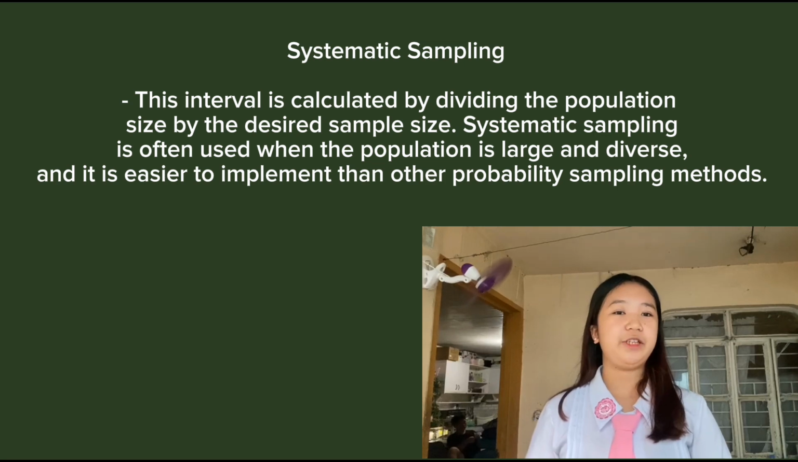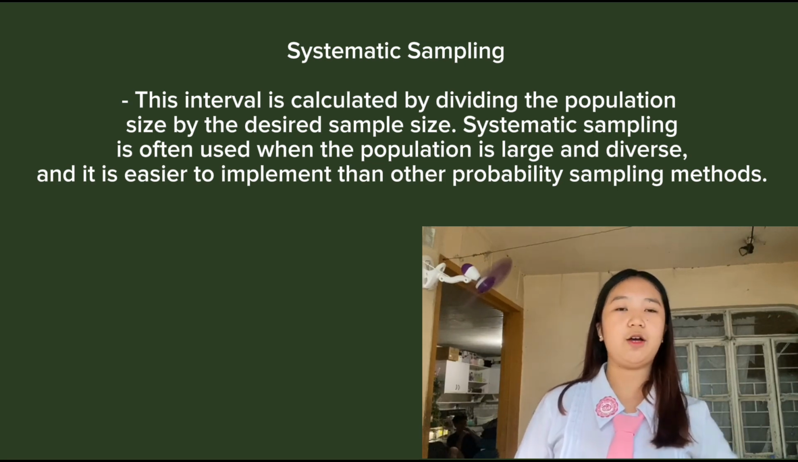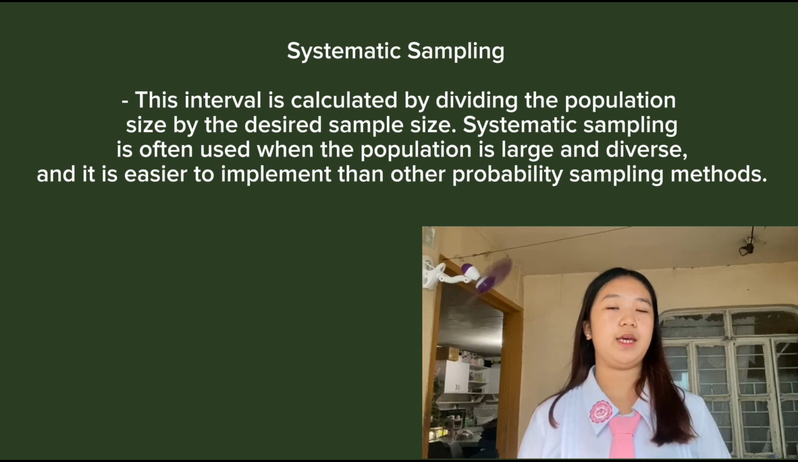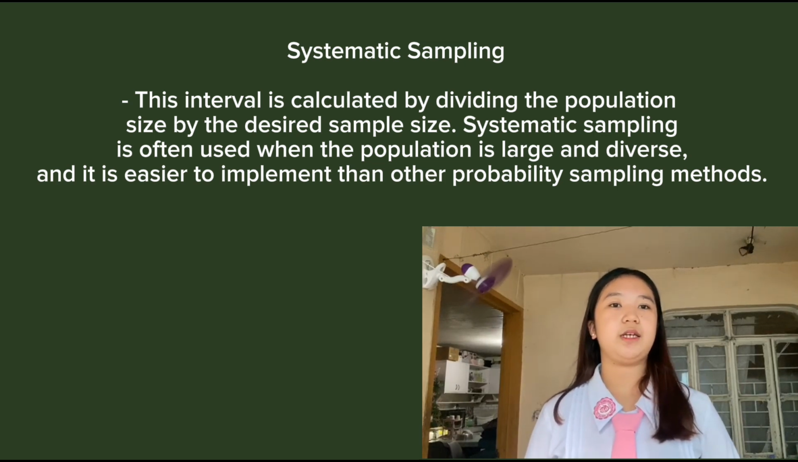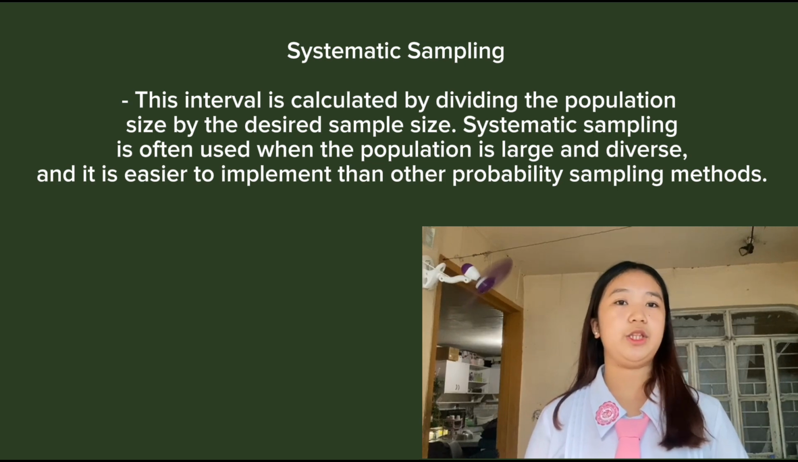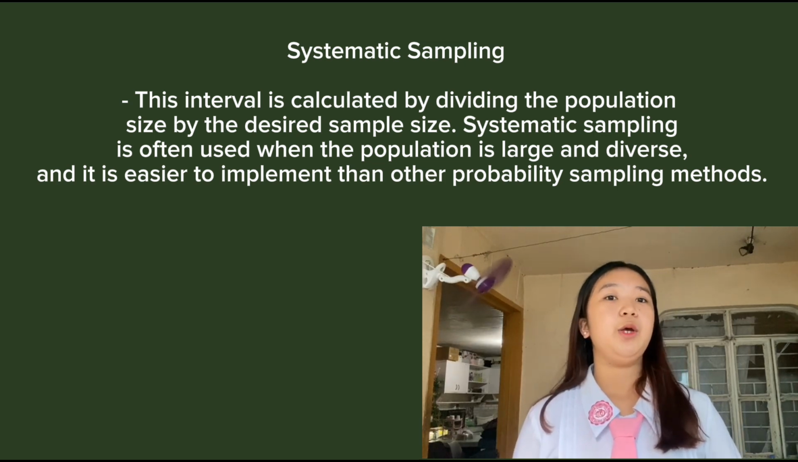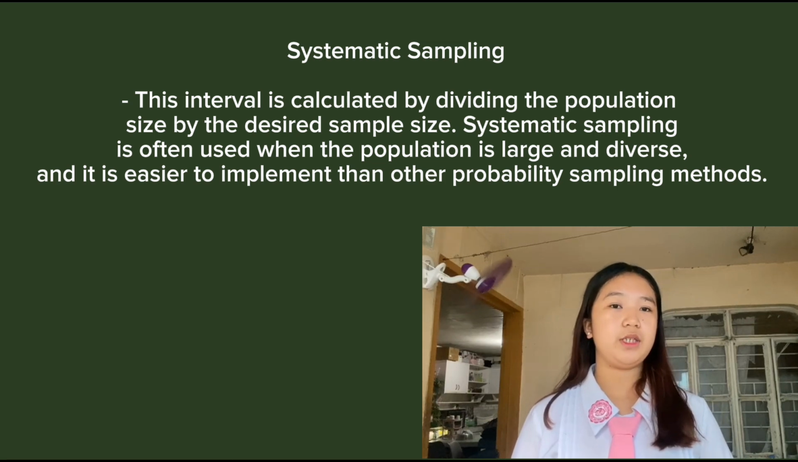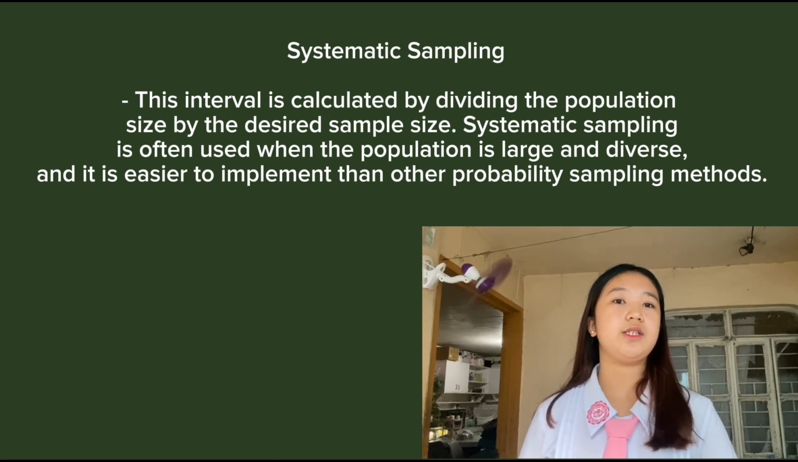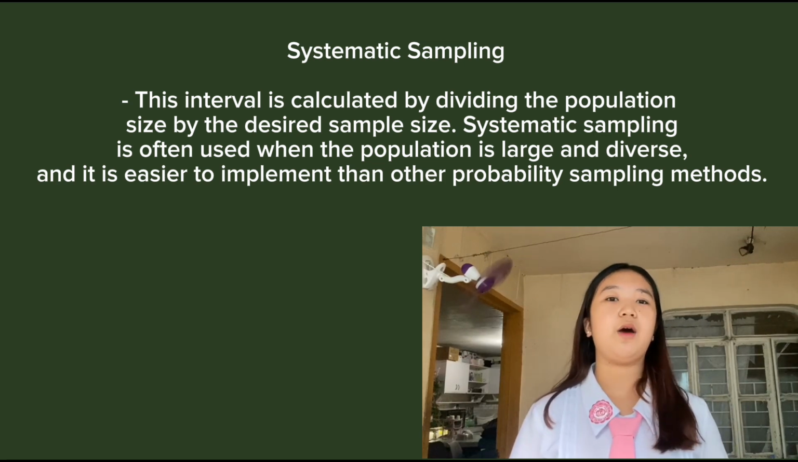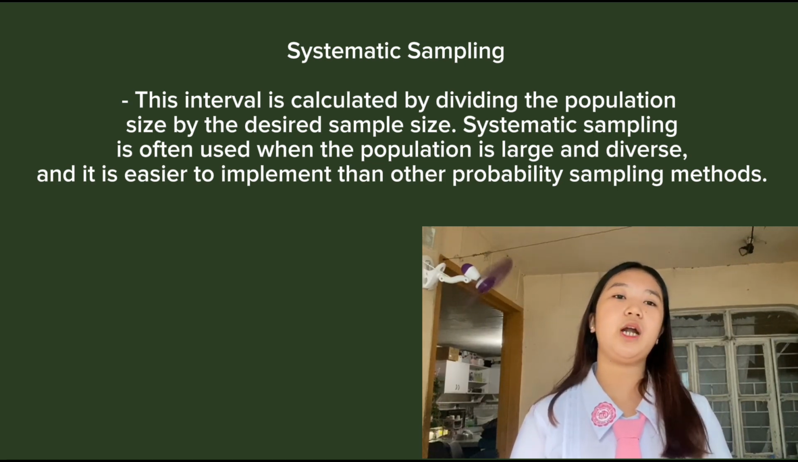But like everything, there are some downsides of the method, and the downsides of systematic sampling is pattern can mess things up. If there's a repeating pattern in our population that matches our interval, we might get a biased sample. Imagine houses on a street, if every 10th house is a corner house and our interval is 10, we only get the corner houses.